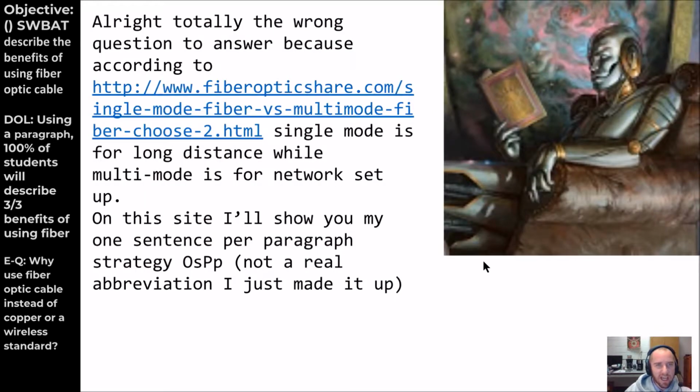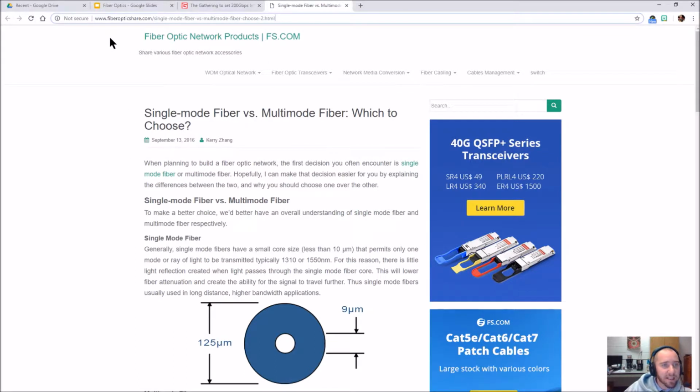Forgive me, I totally asked you the wrong question there, because according to this website, single mode is for long distance, while multi-mode is for the network set up in like a building or a house. Now, when I go to this site, it's the fiberopticshare.com site. It says that when planning to build a fiber optic network, the first decision you often encounter is single mode fiber or multi-mode fiber. Hopefully, I can make the decision easier for you.